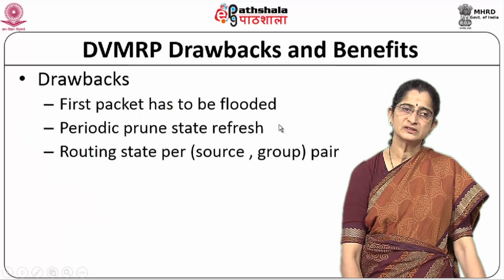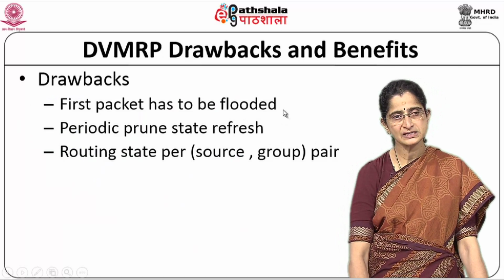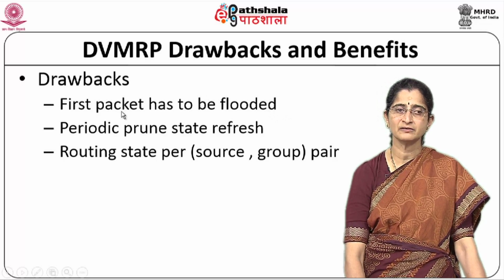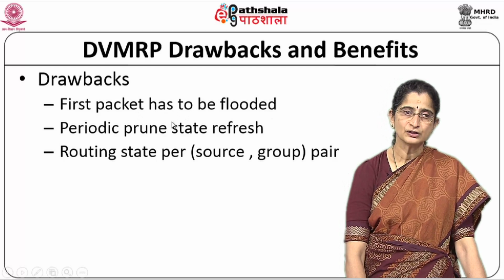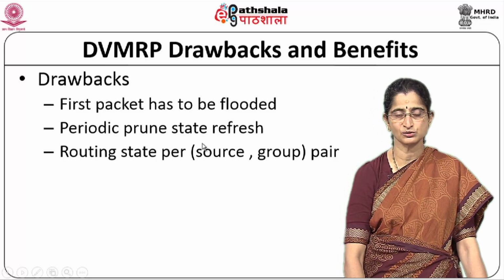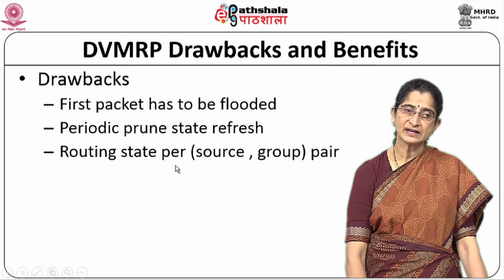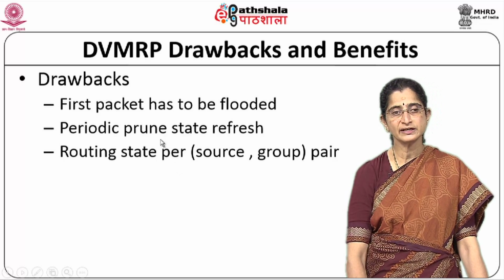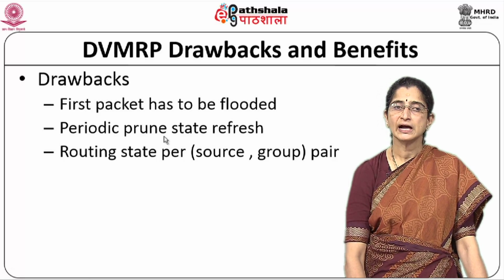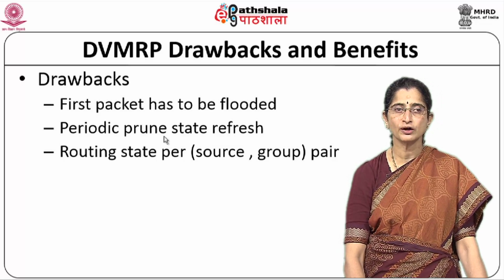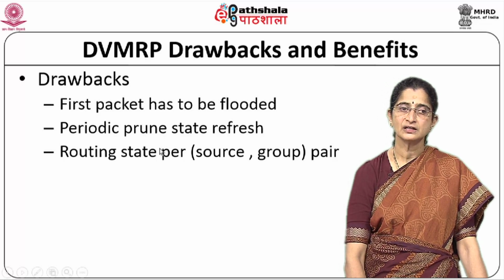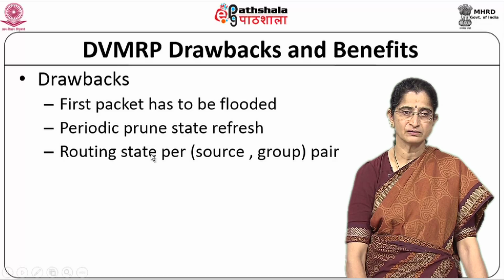This mechanism of DVMRP has certain drawbacks, and it also has certain benefits. One of the drawbacks is that the first packet has to be flooded, and you also need periodic prune messages or state refreshes to be sent. That is also important. And in fact, not only do we prune, we also need something called a join, because if you have pruned a particular branch, and later a new host joins that router and is interested in this particular group, then you will also have to send out a join message. That is also something which has to be looked at.